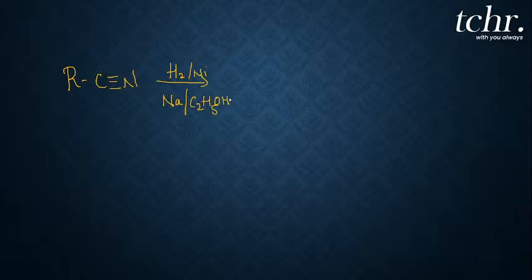Here also, students, complete reduction happens. In Stephen's reaction, what we got was RCH double bond NH, that is partial reduction. Here, what you have to do is add two hydrogens to carbon and two hydrogens to nitrogen. That is, when you add two hydrogens to carbon, you get RCH2.